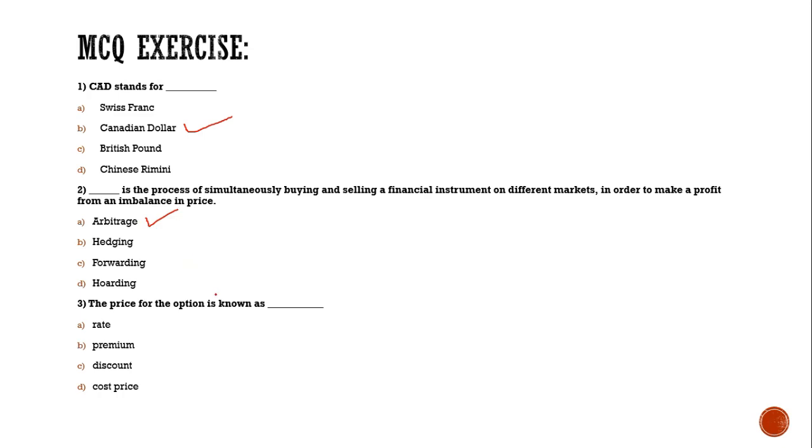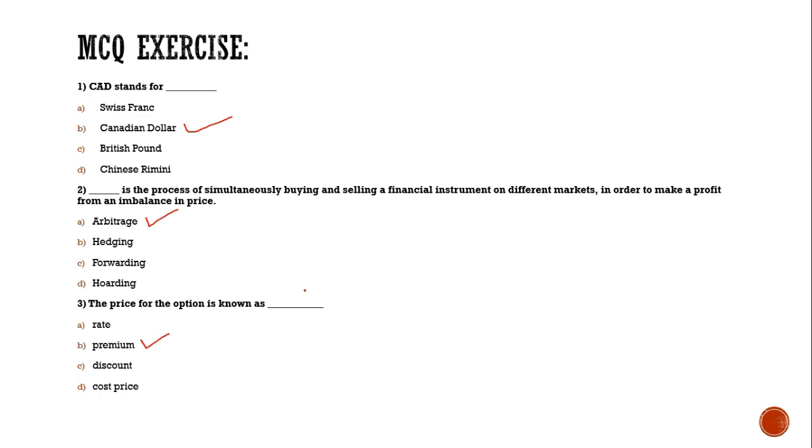Next, the price for the option is known as dash. The options were rate, premium, discount and cost price. The correct answer for this is premium. So I hope every one of y'all should have got these answers right.